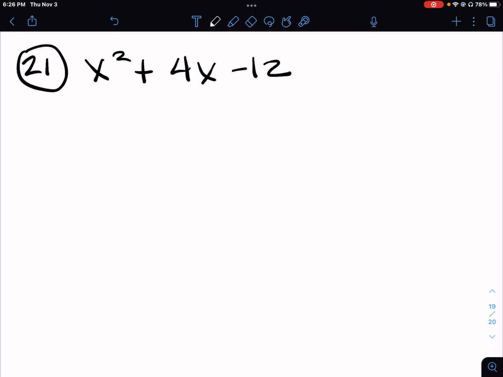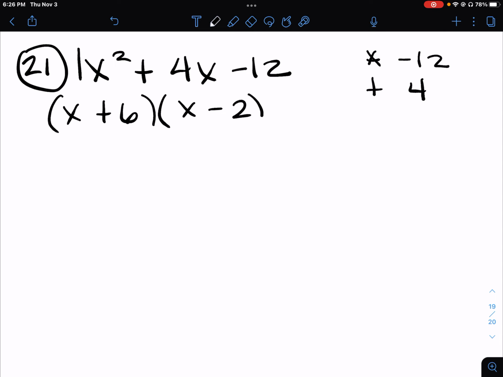This is also a trinomial with an understood 1x squared. This time we want to multiply to a negative and add to positive 4. So that would be plus 6 minus 2, because 6 minus 2 is 4. 6 times negative 2 is negative 12.